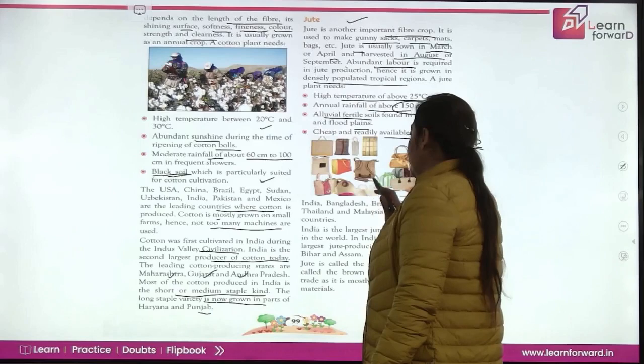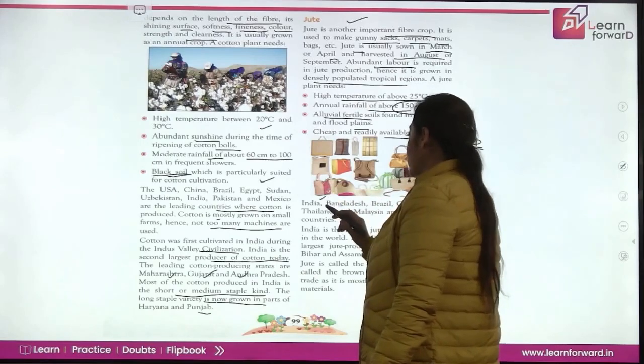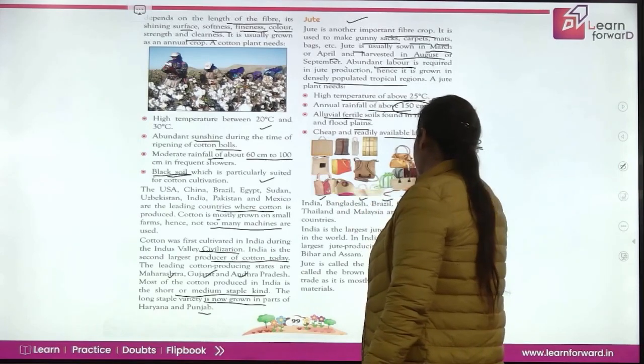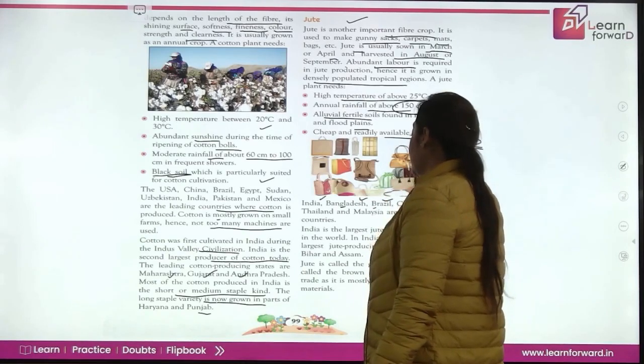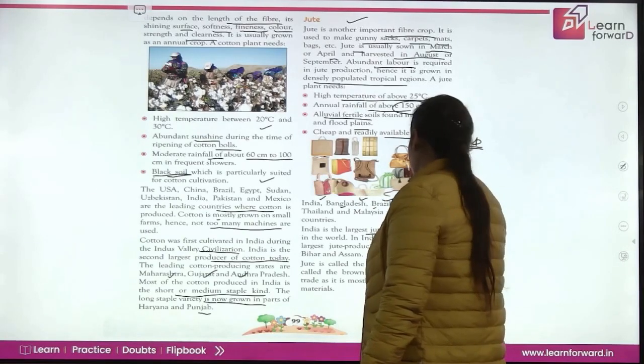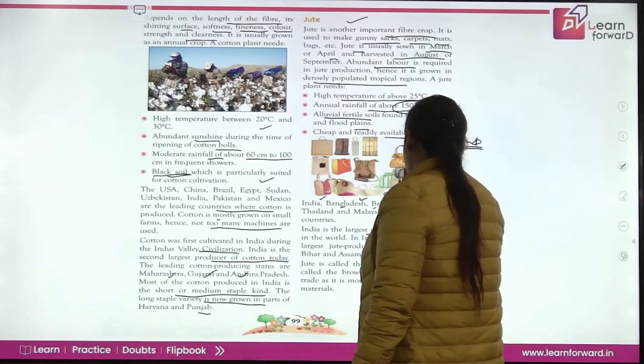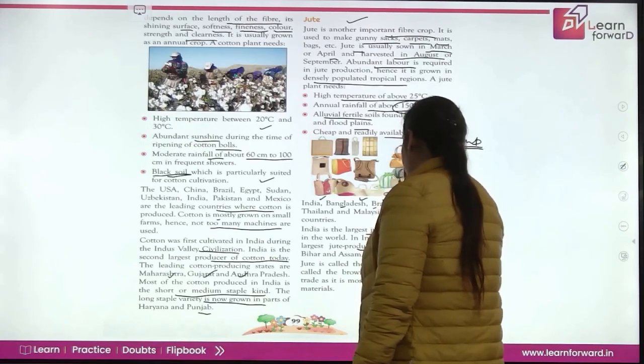इंडिया में जूट प्रोडक्शन बहुत ज़्यादा है. Then we have Bangladesh, Brazil, China, Taiwan, Thailand and Malaysia. ये सारी main jute producing countries हैं. India is the largest jute producing country in the world. In India, West Bengal is the largest jute producing state, followed by Bihar and Assam.